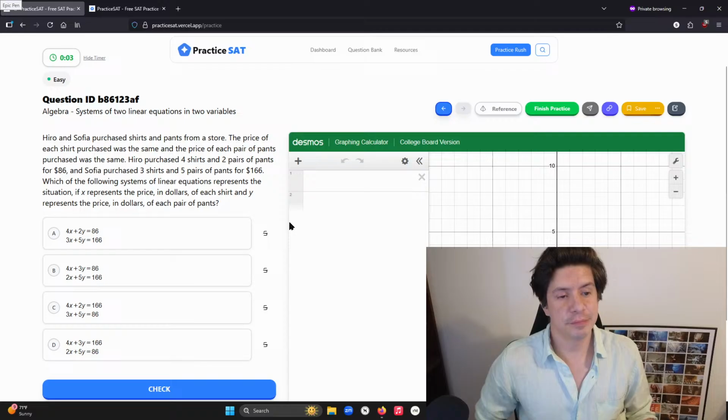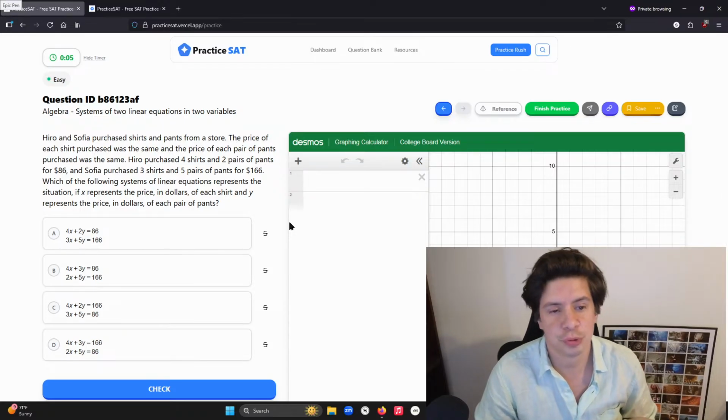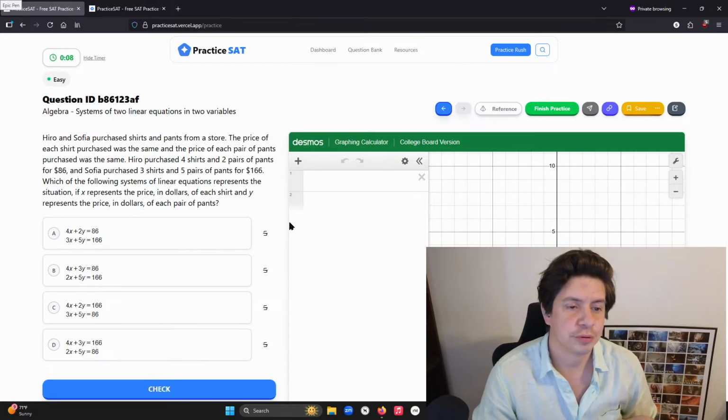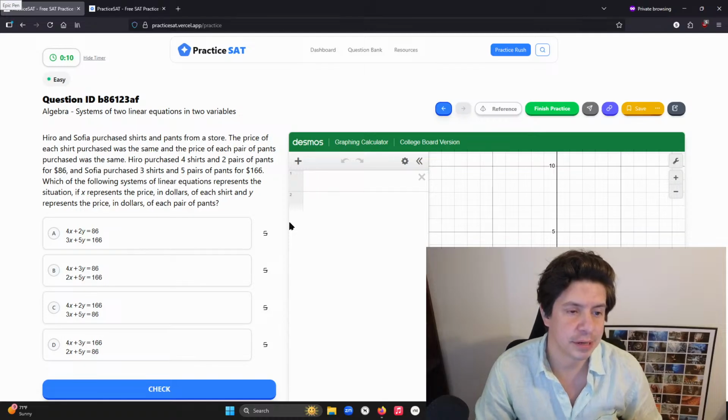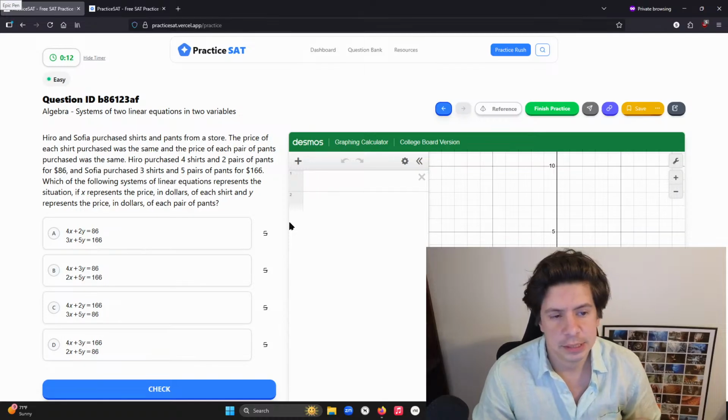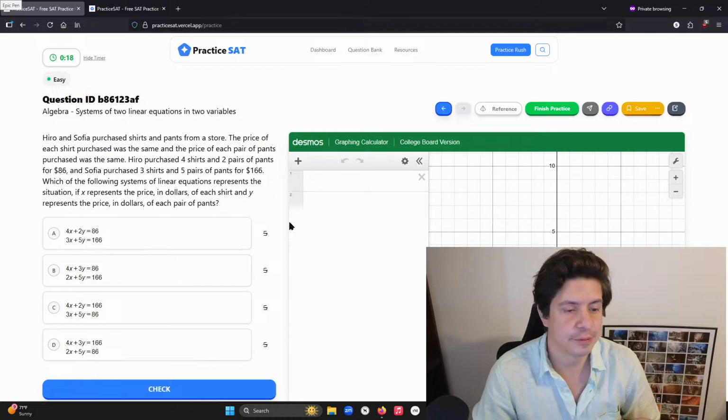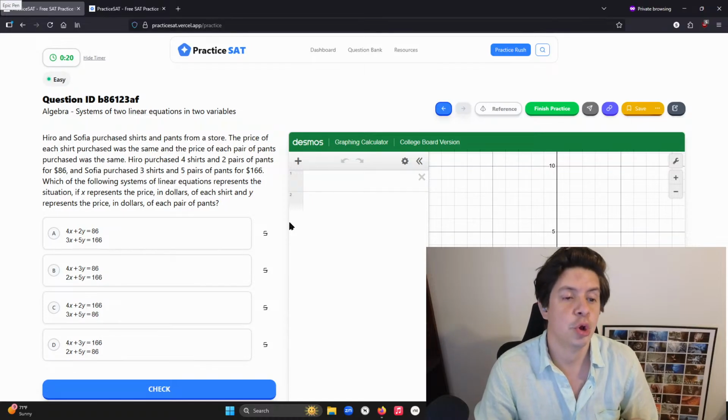All right, now let's try this one out. Hero and Sophia purchased shirts and pants from a store. The price of each shirt purchased was the same, and the price of each pair of pants was the same. Hero purchased 4 shirts and 2 pairs of pants for $86, and Sophia purchased 3 shirts and 5 pairs of pants for $166. Which of the following systems of linear equations represents the situation, if X represents the price in dollars of each shirt, and Y represents the price in dollars of each pair of pants?